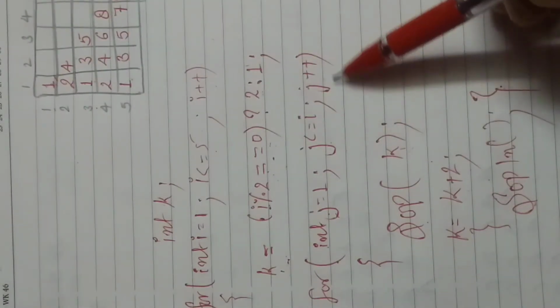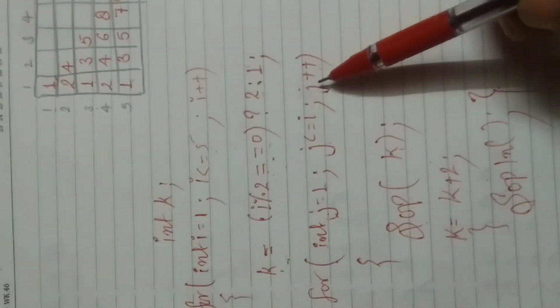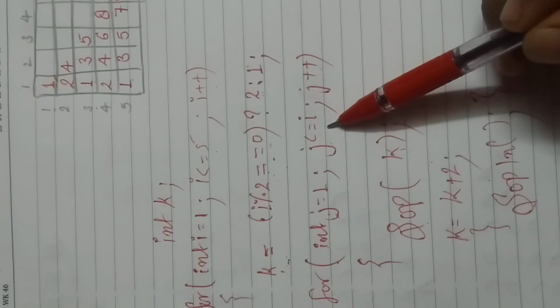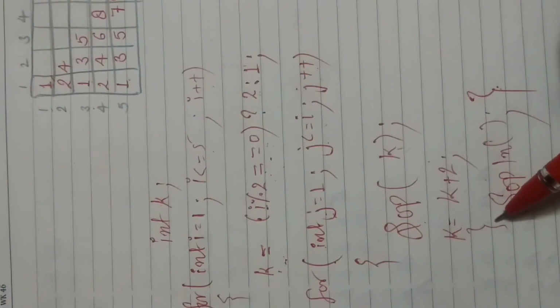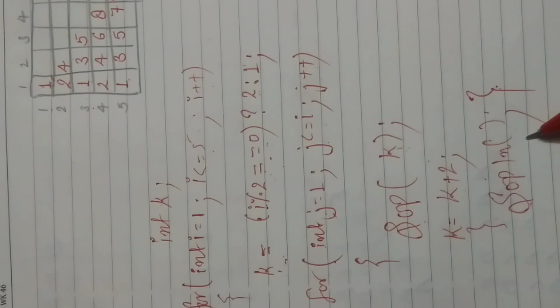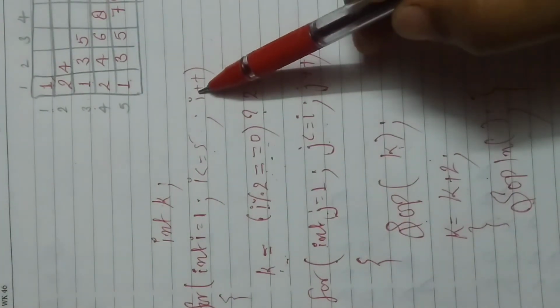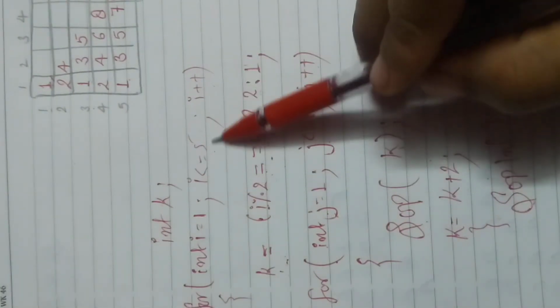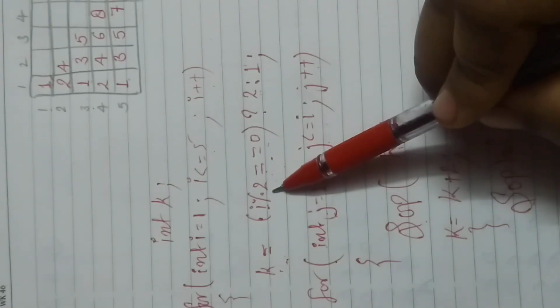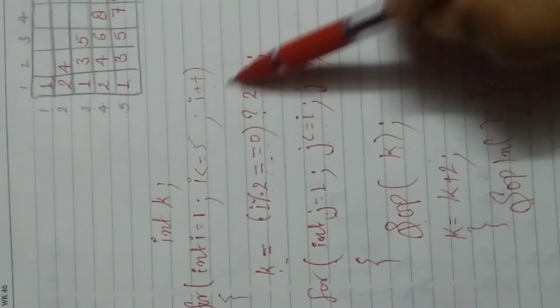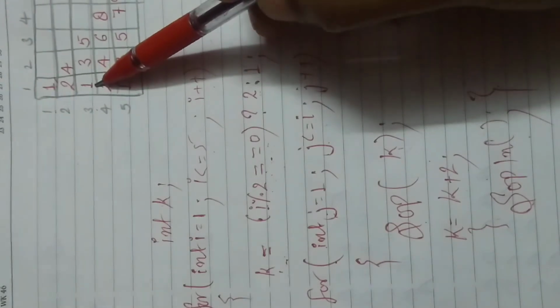After printing this, J value increases to 3. This condition will be false. Control comes out of the loop and comes to the next line. In the next line, increase the I value to 3. This condition is true. Then the K condition is false, so K value stores 1, meaning this one.